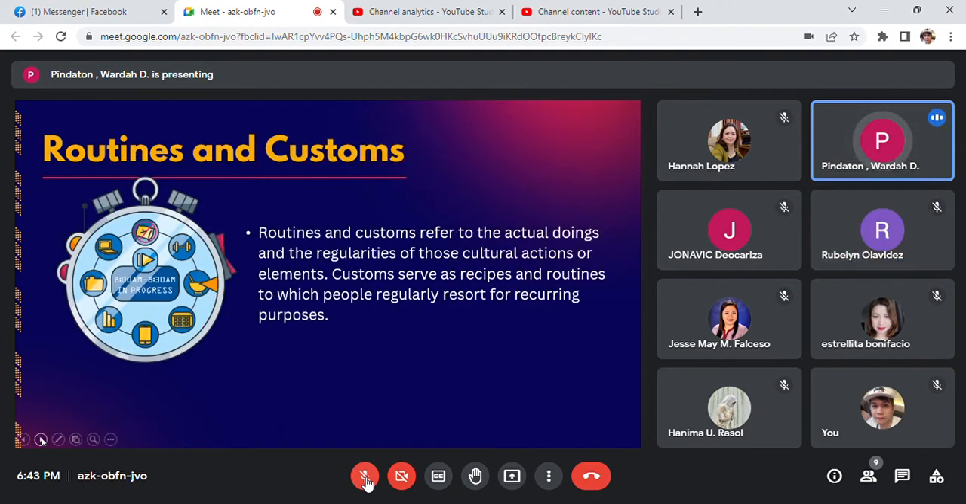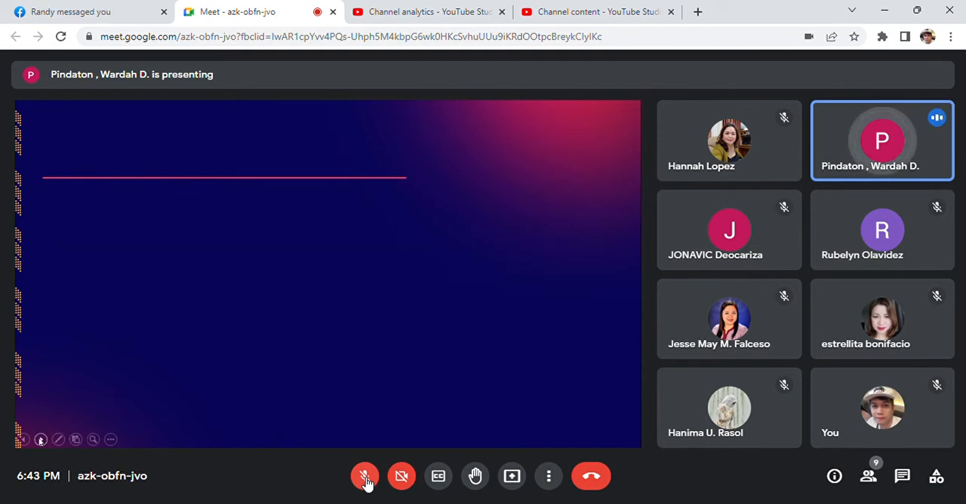Routines and customs refer to the actual doings and the regularities of those cultural actions or elements. Custom serves as the recipes and routines to which people regularly resort for recurring purposes. Routines and customs are also very important aspects of cultures. Recipes are the ideas and the understanding about how things should be done as prescribed by the culture in question. For instance, different societies have different ways prescribed by their culture of performing naming, marriage, ceremonies, and so on.